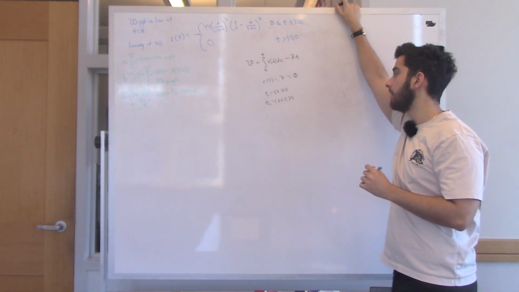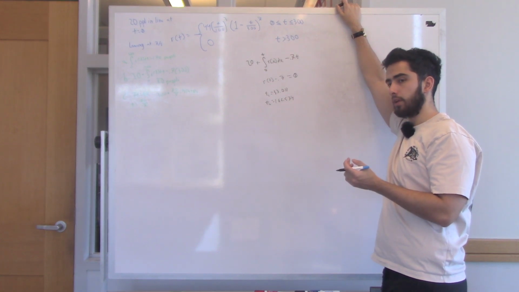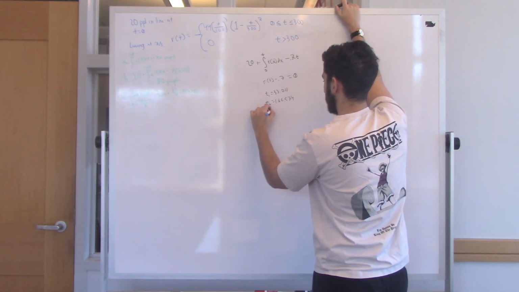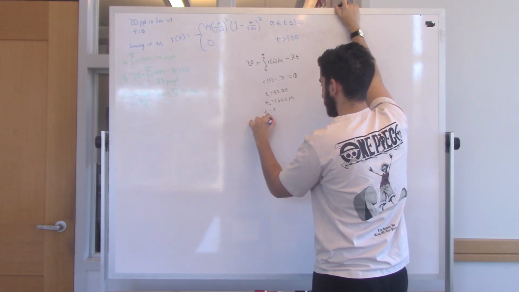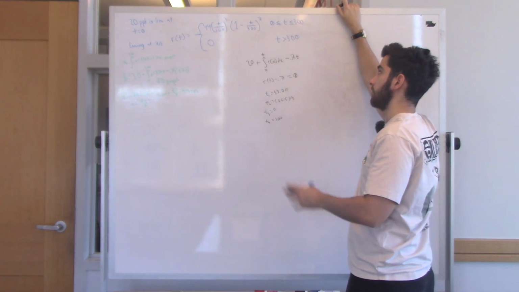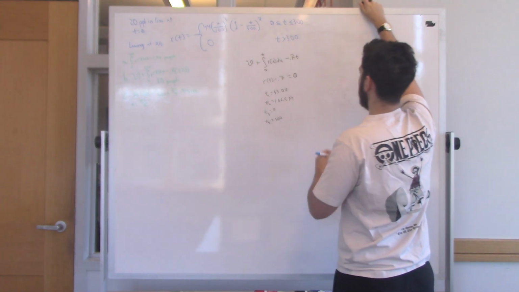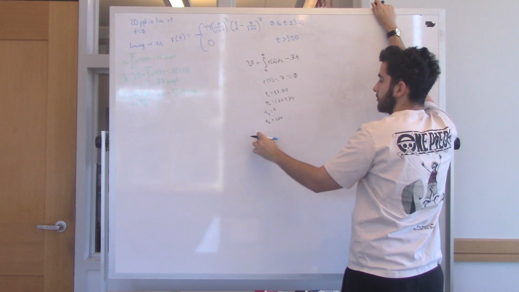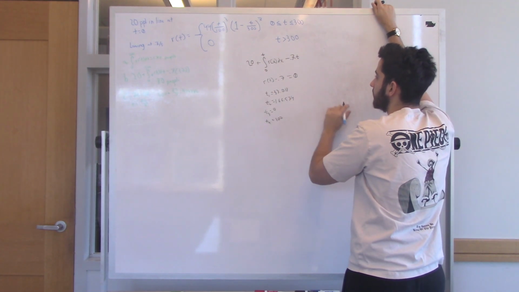Okay? Now we have these two values. We also need to consider two other values, which are 0 and 300. Why 0 and 300? They are endpoints. We still need to check the endpoints.